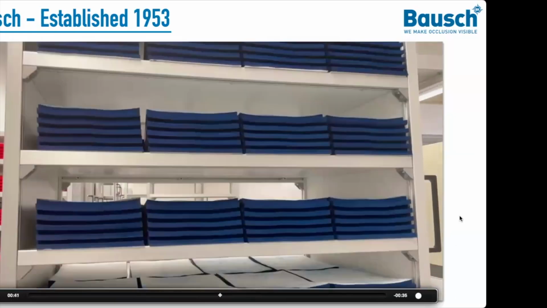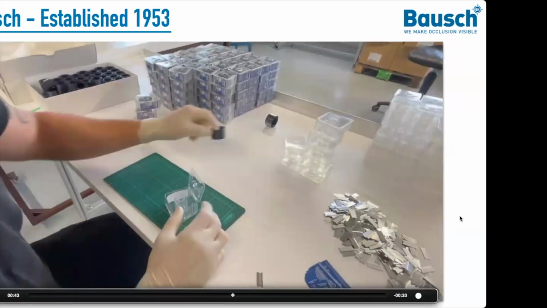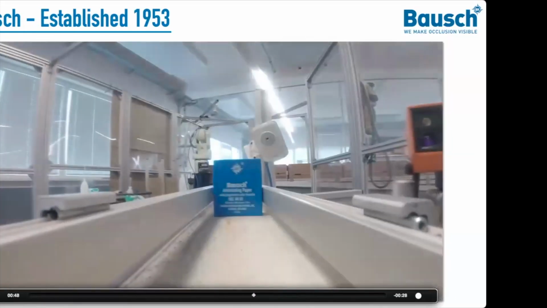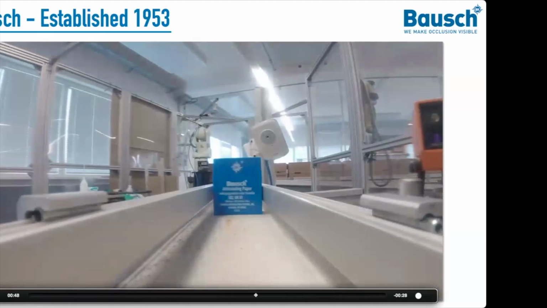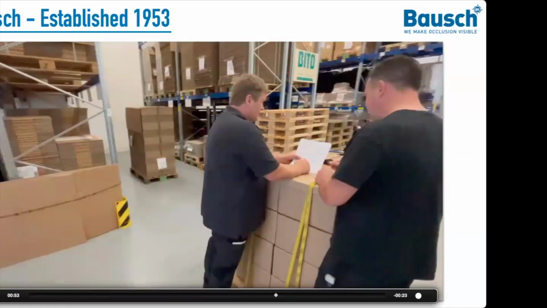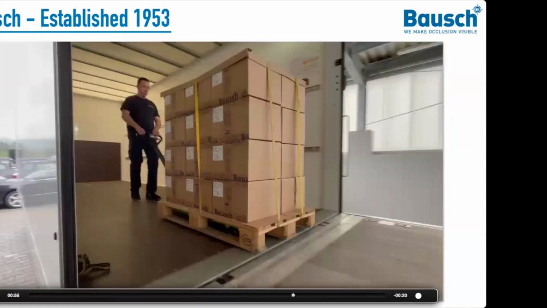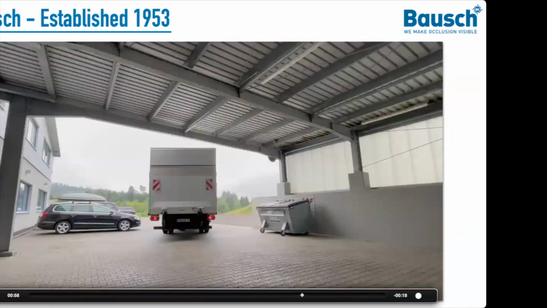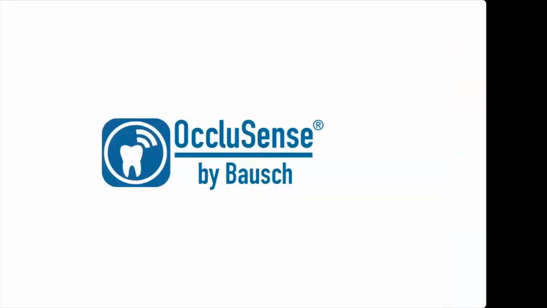In this short video, you can see the production site. So Bausch is based in Germany, Cologne, and the production site a couple of hours away by the Fühling am See. Here you can see how the products are being produced and packaged and then shipped out. And what we will be talking about today is OccluSense.